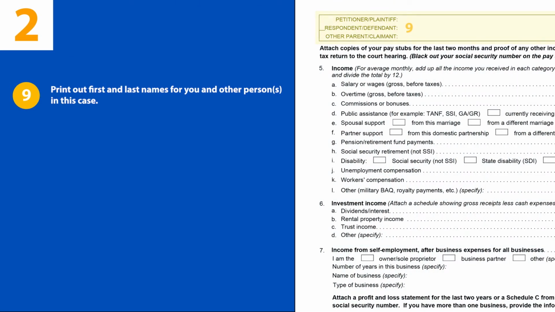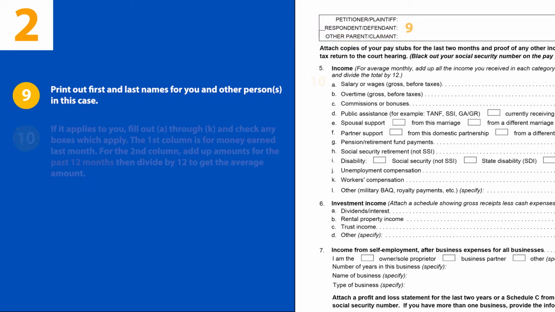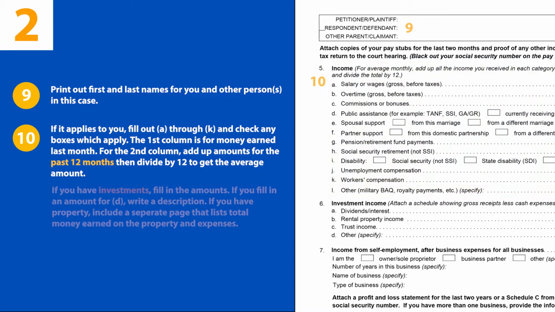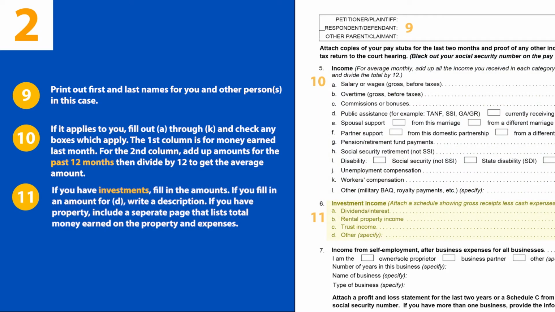Print out first and last names for you and other persons in the case. If it applies to you, fill out A through K and check any boxes which apply. The first column is for money earned last month. For the second column, add up amounts for the past 12 months and then divide by 12 to get the average amount. If you have investments, fill in the amounts.